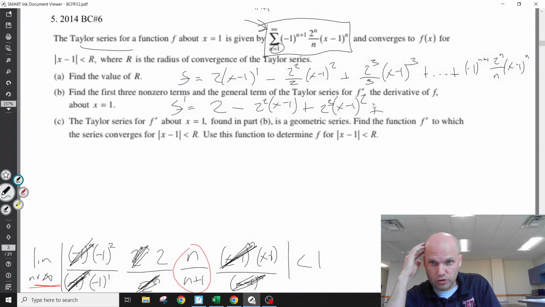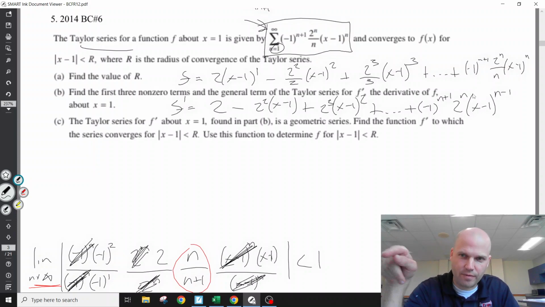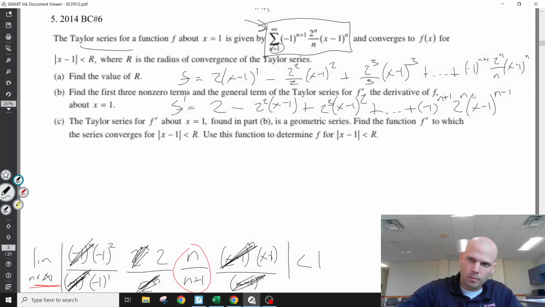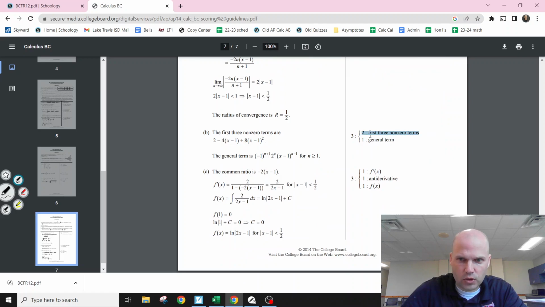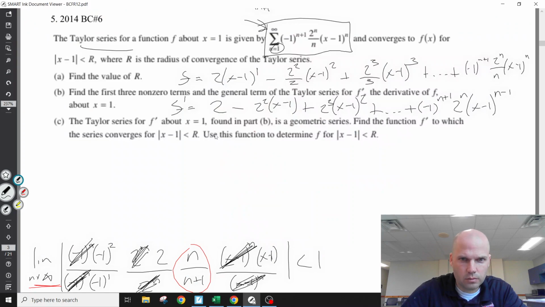First 3 terms, general term. Here we go. We're still alternating. The n cancels with this n, so the n goes away, and I subtract 1 from the power. Power rule is bring the power down, subtract 1 from the power. Boom. There's the first 3 terms in the general term. We get 2, 4 times x minus 1, 8 times x minus 1 squared.